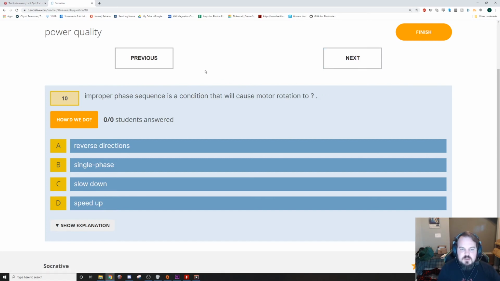Improper phase sequence is a condition that will cause motor rotation to reverse directions. In a three-phase motor, having the wrong phase sequence will make it spin the other direction. All that you have to do is shut the power off and swap two leads. Any two leads, and it'll change the direction back the way you want.